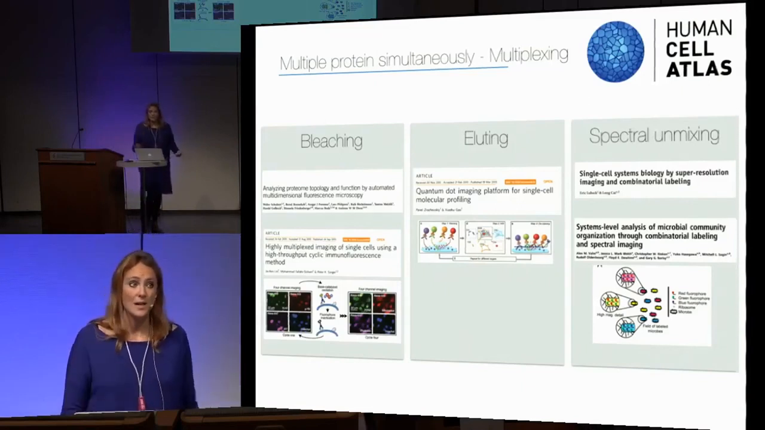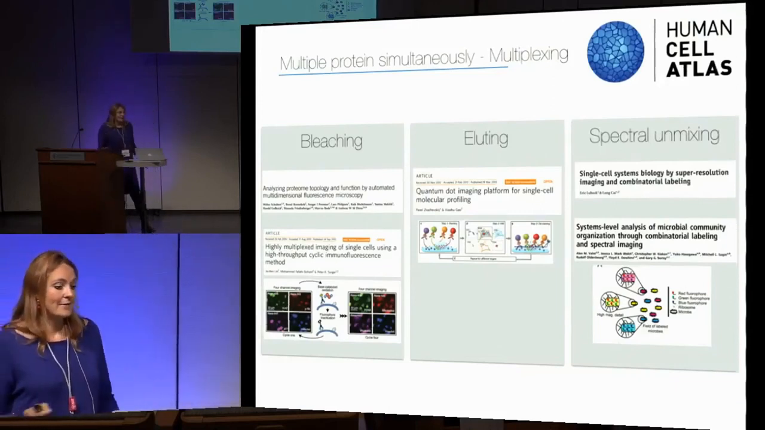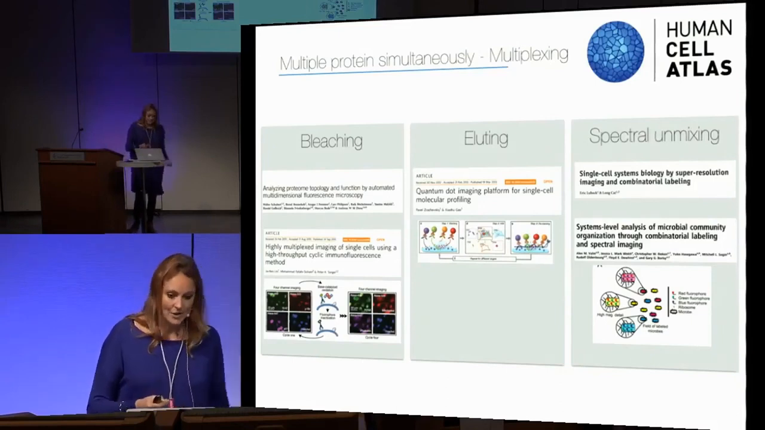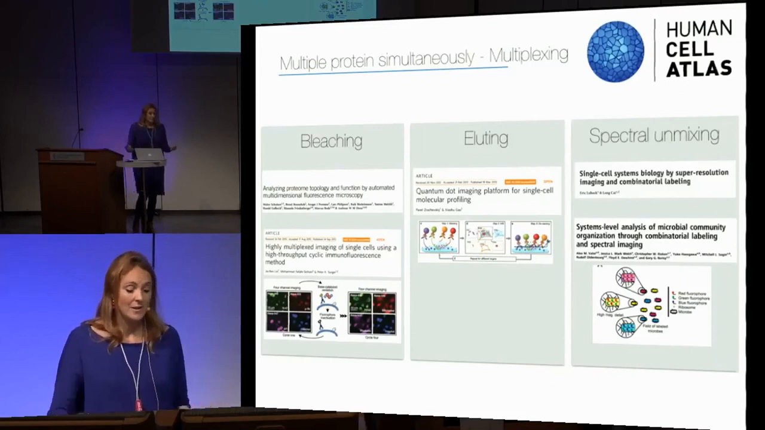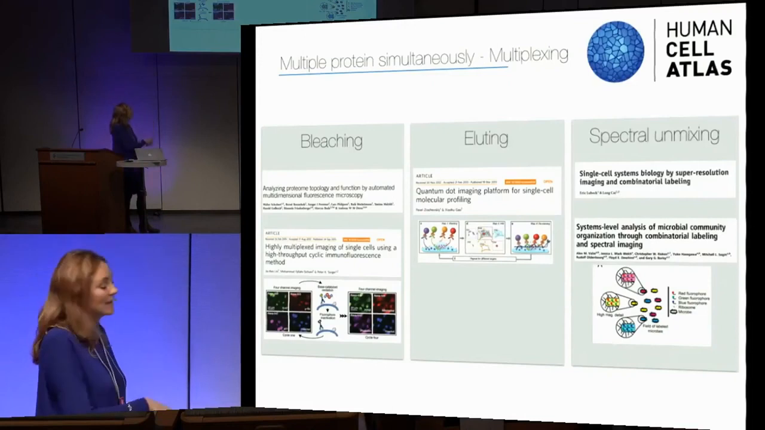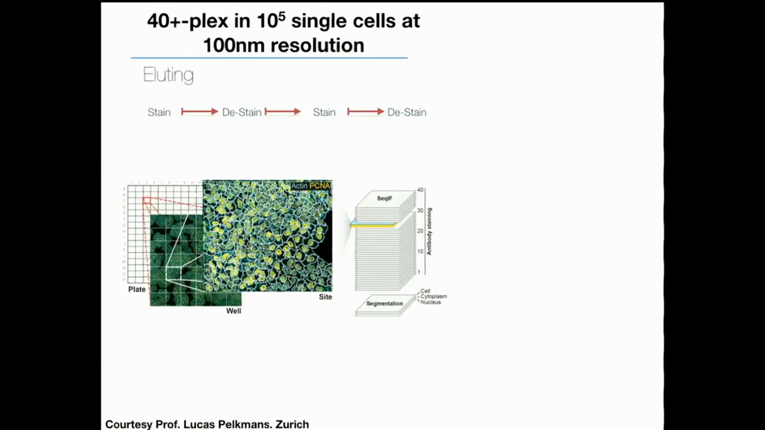And so we have been working a lot in the past years to get to a method where we can have a multiplexing assay where we can measure multiple proteins simultaneously for many rounds. The method of choice was eluting. This is in collaboration with Lucas Pelkmans' lab. Here, we can take a plate, take thousands of cells, all segmented, and have a sequence of immunofluorescence.